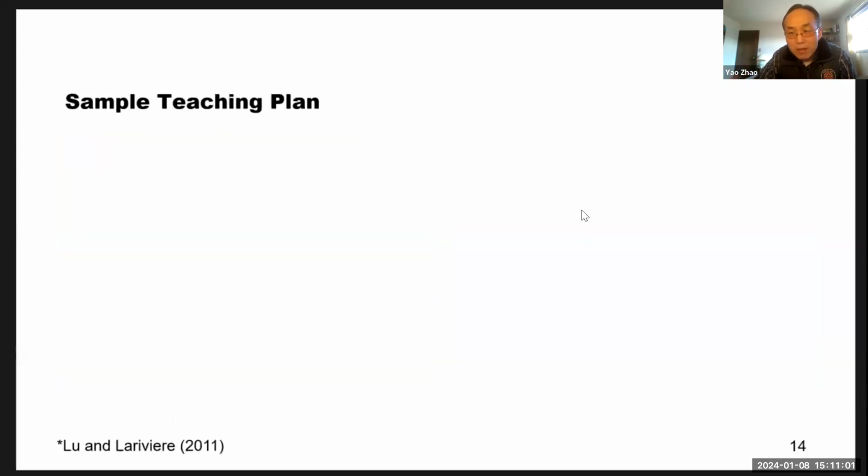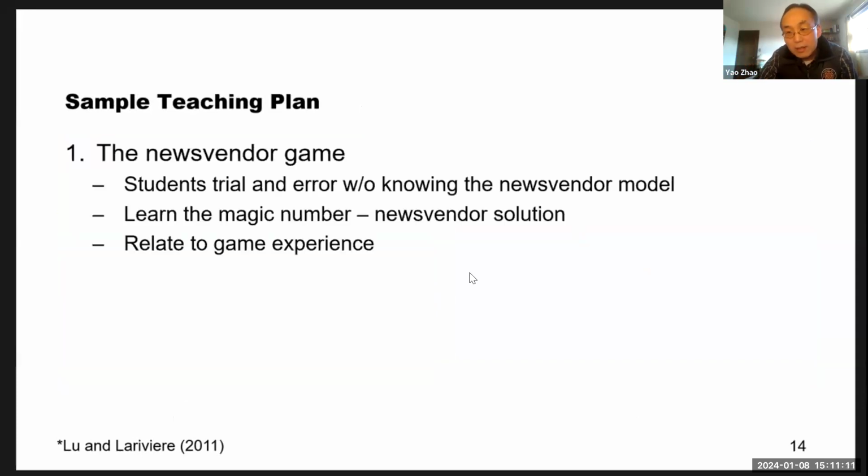Now, here is my teaching plan. My personal favorite teaching plan is to combine the shortage game with the newsvendor game. So students will first play the newsvendor game. You just set the supply high enough, so they will never stock out at the supplier. In the newsvendor game, they can try and error and experience the uncertain demand, without knowing the newsvendor model that will achieve the best result. So let them play first, let them try it out.